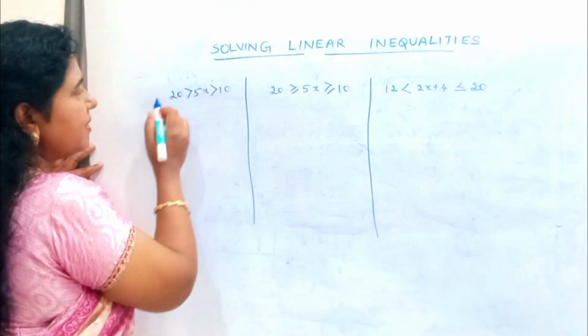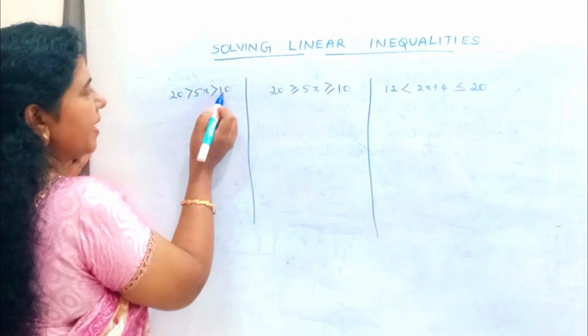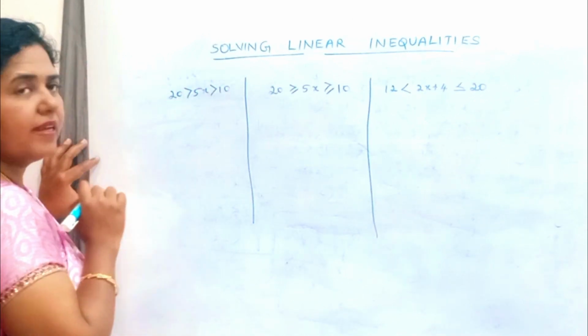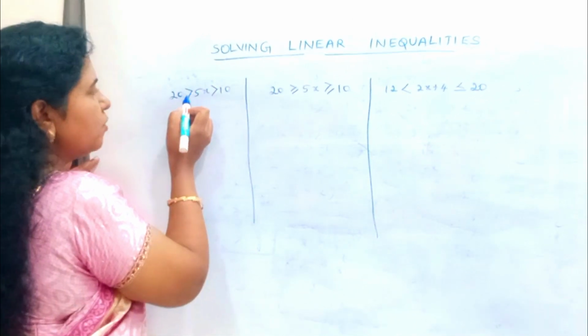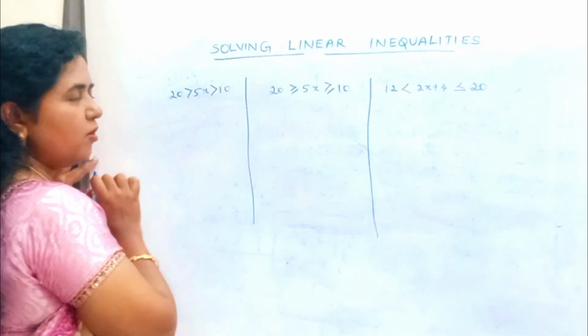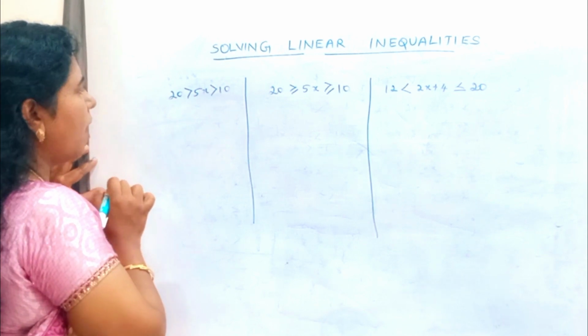Now let us consider this example. So here we have 20 is greater than 5x is greater than 10. So we are asked to solve this linear inequality. We are having two signs of inequality. So we have to find out the value of x, that is a variable. So we can see how to do it.